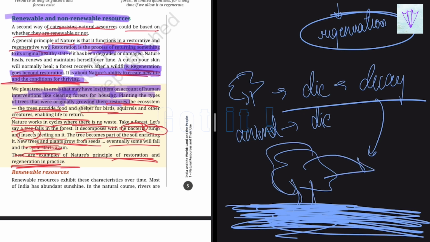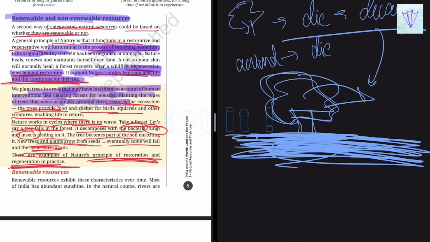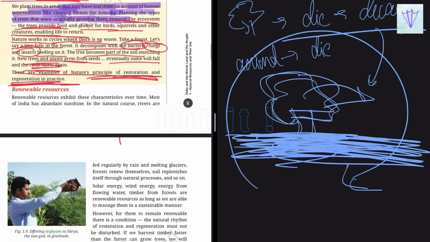So on this tree there will be many plants living, many animals will be living on this tree. So the cycle will keep on continuing one after the other, and this shows nature's principle of restoration and regeneration in practice. So this is a complete cycle which is happening in our nature, and there will be no waste happening anywhere.